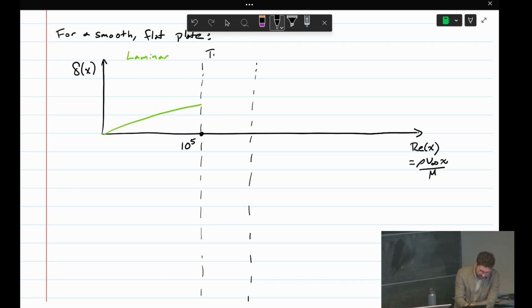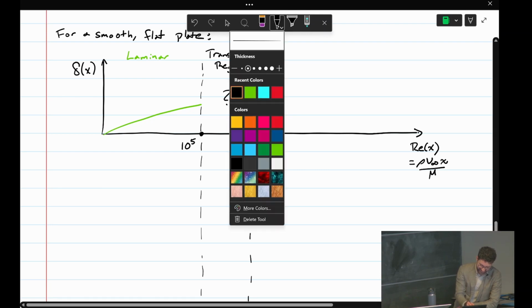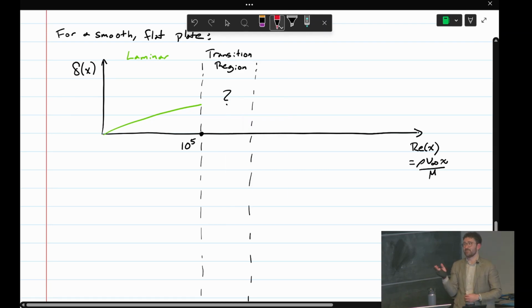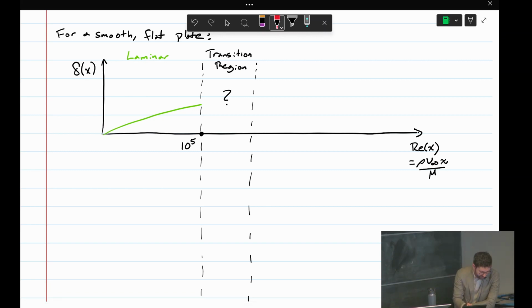Then there's some sort of transition region. This is a very complex physical phenomenon past the growth of the laminar boundary layer. So the transition region, we're really just not going to worry about it in this course because it's an area of active research in fluid mechanics. So I'm just going to put a question mark there. We do know what happens though when it stops transitioning from laminar to turbulent. We know we get a fully turbulent boundary layer.